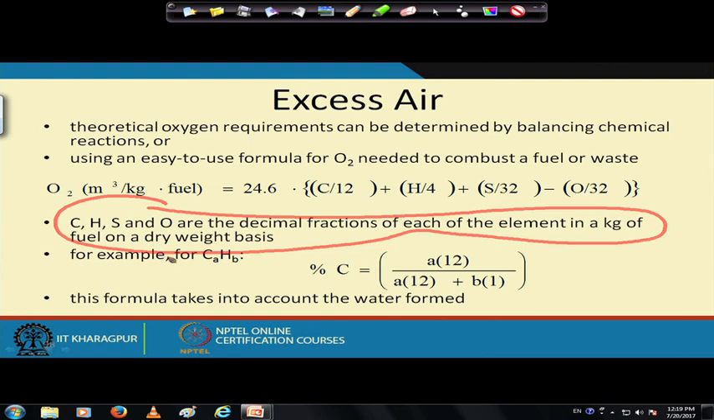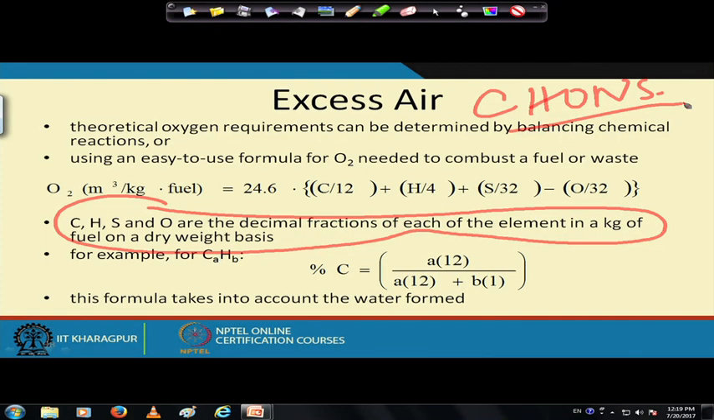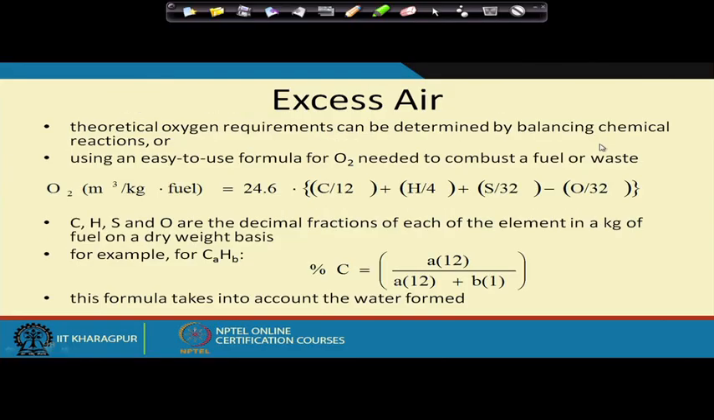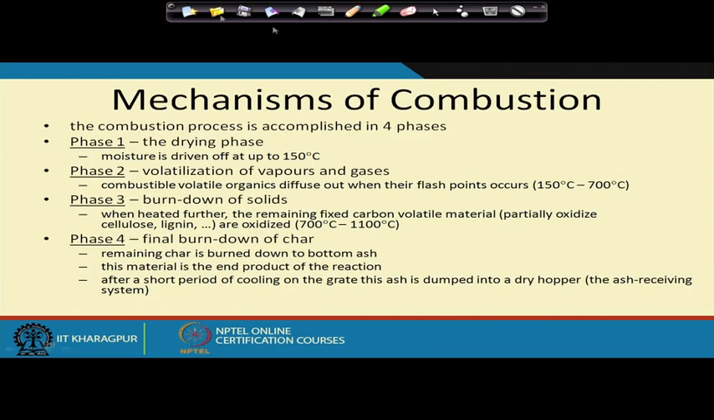I was telling you, you can use the CHONS analyzer. Many labs have it, where you can analyze your garbage sample and find out the carbon, hydrogen, oxygen, nitrogen, sulfur per kg of the fuel, and then plug those numbers in here to get how much oxygen will be required. So for example, for CaHb, we can calculate the percentage carbon based on the a value and b value. This formula does take into account the water formed, so water has already been accounted for and we don't have to worry about that part. In the stoichiometric approach, we have to account for it separately. We'll use this equation subsequently when we do some math problems, and you will see it again there.